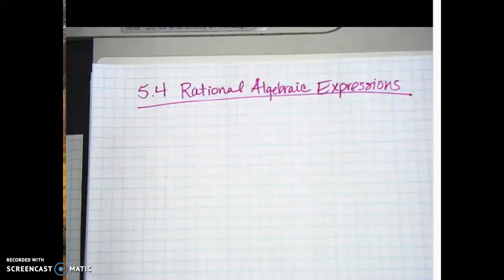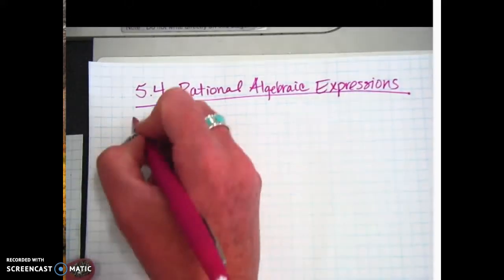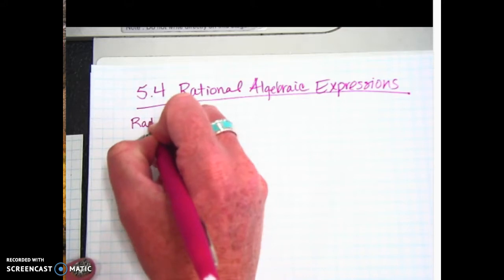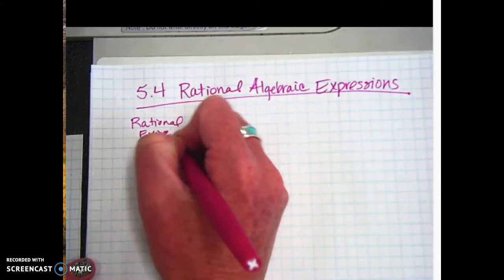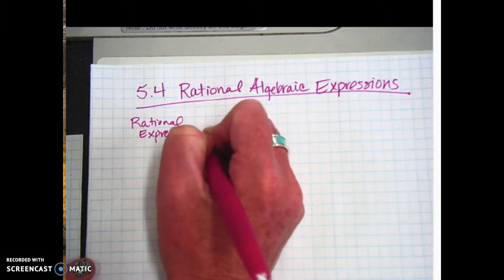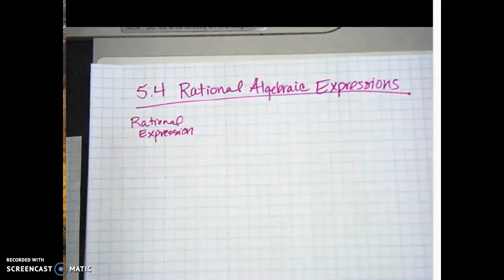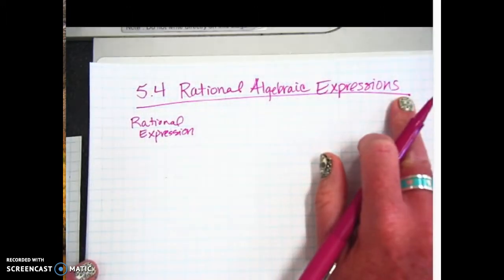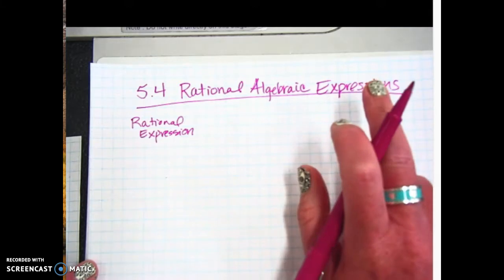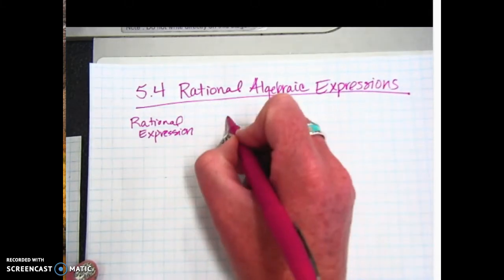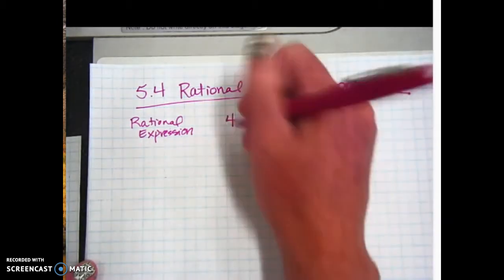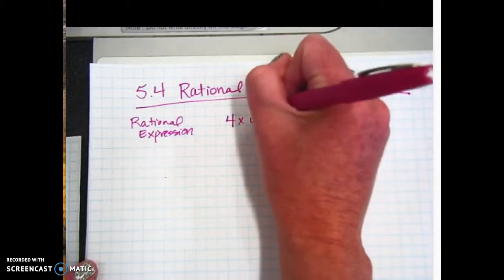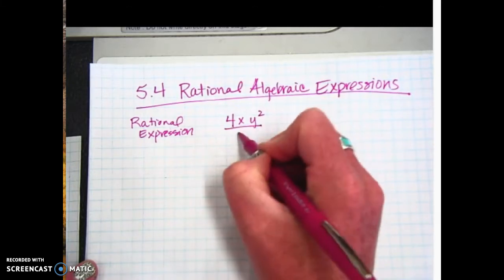All right, so rational algebraic expressions. So a rational expression has some algebra in it, but because it's an expression, that means it's not going to have a what? An equal sign. So something you usually see written in fractional form, like 4xy to the second over 8y.